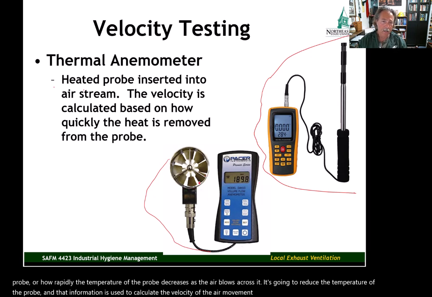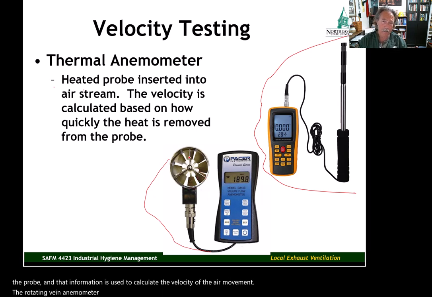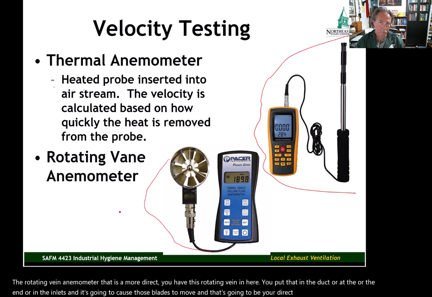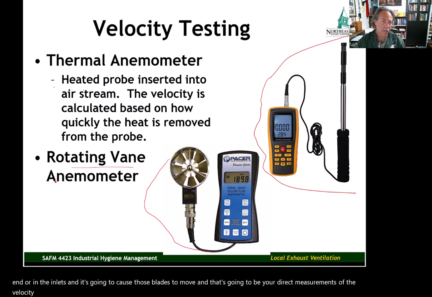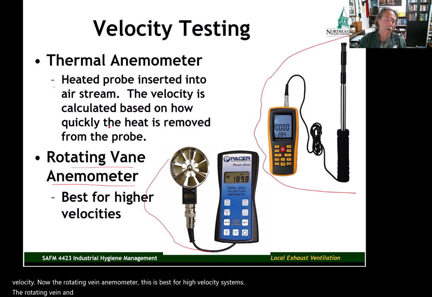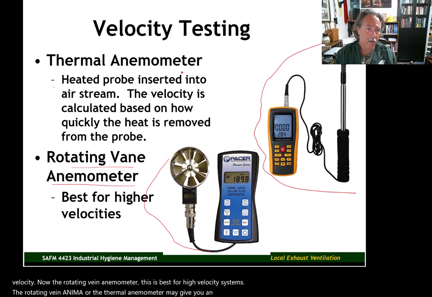Now the rotating vane anemometer, that is more direct. You have this rotating vane in here. You put that in the duct or at the end or in the inlet, and it's going to cause those blades to move. And that's going to be your direct measurement of the velocity. Now the rotating vane anemometer, this is best for high velocity systems. The rotating vane or the thermal anemometer may give you an incorrect velocity reading if it's a higher velocity airstream.